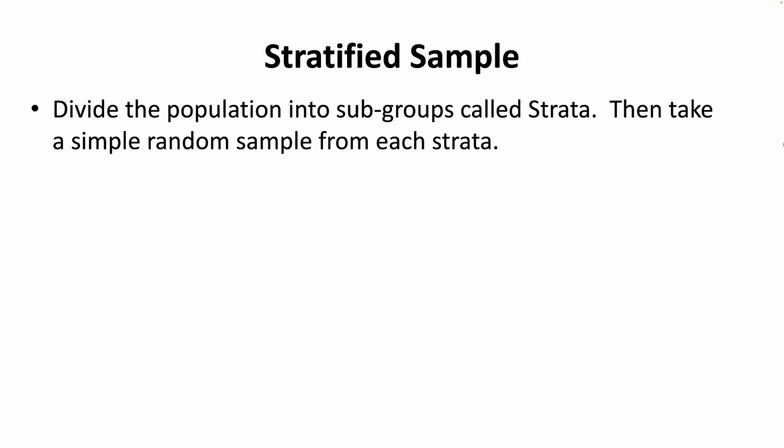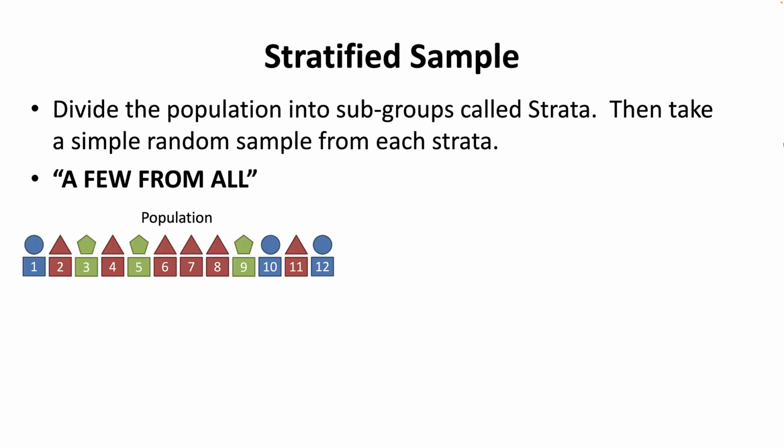We'll start by looking at the stratified sample. A stratified sample is when you divide the population into subgroups called strata. Then take a simple random sample from each strata. When I think of a stratified sample, I always think it's a few from all. Let me explain what I mean. Here's how a stratified sample works.